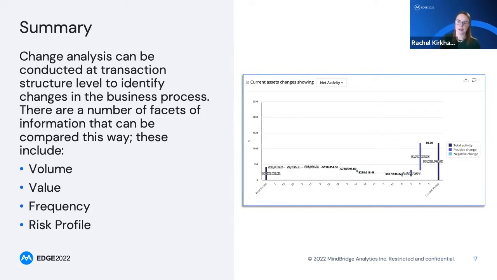And there's a number of facets of information we can compare in this way. So we can look at the volume of those transactions, the value of them, the frequency of occurrence, and also the risk profile. So there's lots of information there that can help to determine whether there's any particular risks arising by comparing periods that require you to take a different set of actions, whether it's change the audit testing approach, ask some more detailed questions of management, or potentially go off and do some testing from an internal audit perspective.